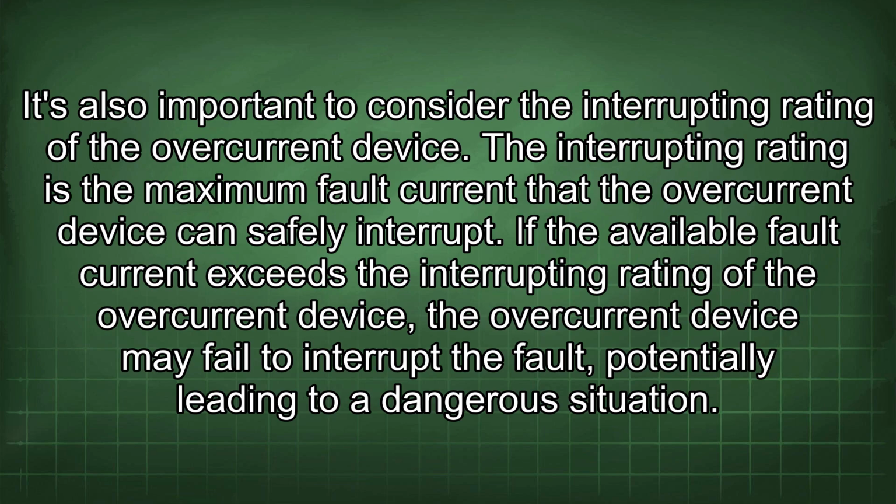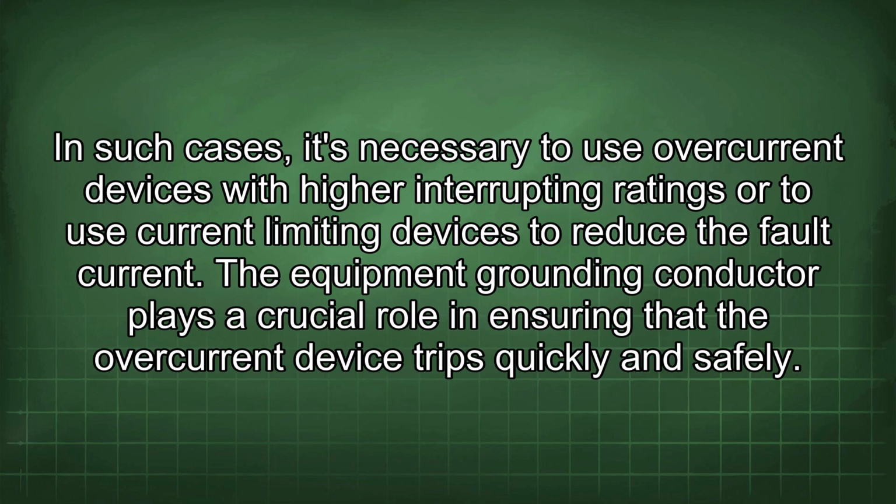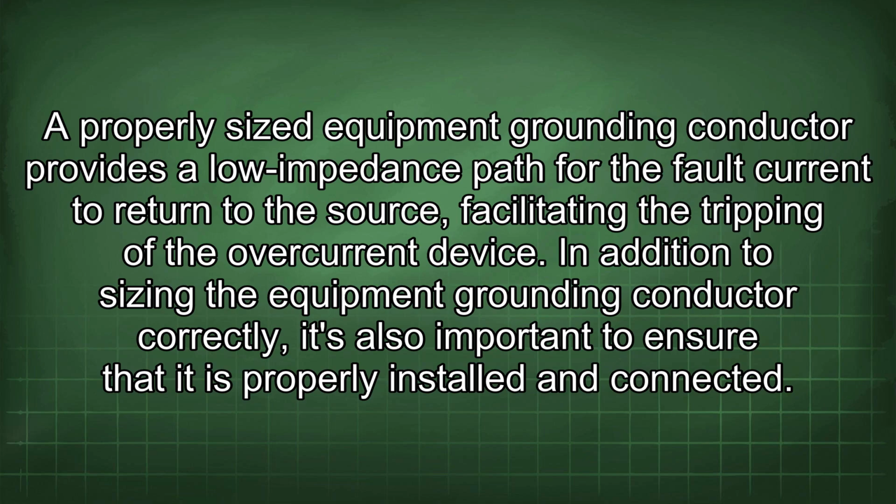The interrupting rating is the maximum fault current that the overcurrent device can safely interrupt. If the available fault current exceeds the interrupting rating, the overcurrent device may fail to interrupt the fault, potentially leading to a dangerous situation. In such cases, it's necessary to use overcurrent devices with high interrupting ratings or to use current-limiting devices to reduce the fault current. The equipment grounding conductor plays a crucial role in ensuring that the overcurrent device trips quickly and safely. A properly sized equipment grounding conductor provides a low impedance path for the fault current to return to the source, facilitating the tripping of the overcurrent device.